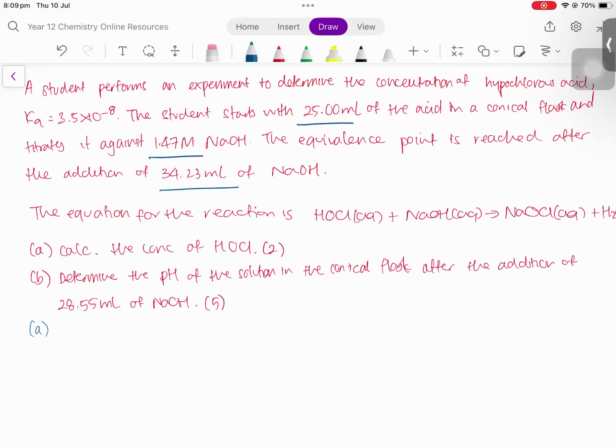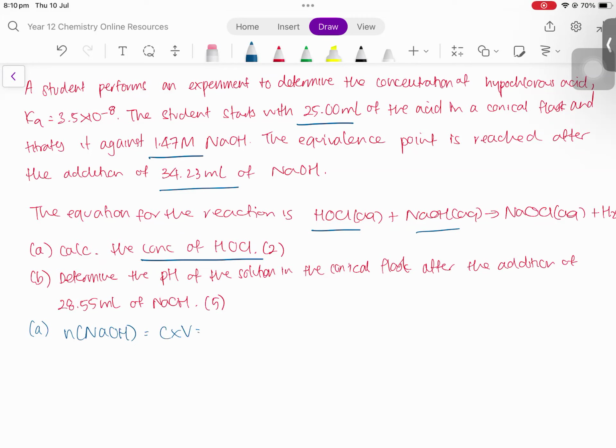This is your standard direct titration question. If the question is asking you for the concentration of HOCl, that means you want to end up at HOCl, so we should start with the NaOH instead. If you're going to relate chemicals via an equation, it has to be done in terms of moles. So when we say start with NaOH, we're saying start with the moles of NaOH.